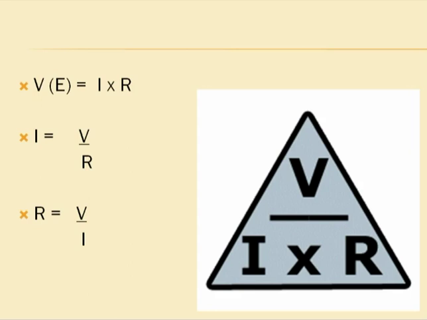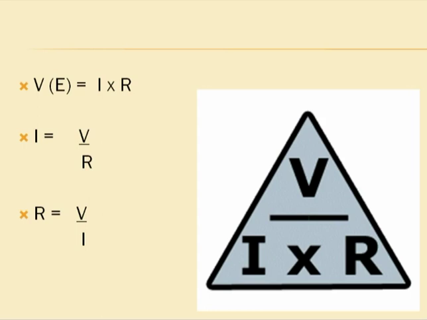Now if you want to find the current, you simply cross over the current. The remaining two quantities are the ratio V upon R. Hence, using this triangle, one can find the relationship of voltage, current and resistance, and if two quantities out of these three are known, then the third unknown quantity can also be found.